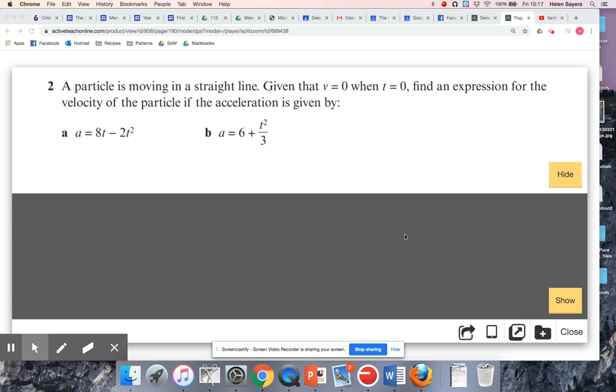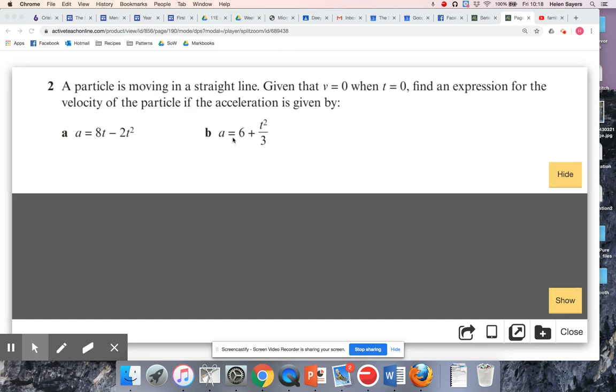Okay, we're doing exercise 11D from the first year mechanics textbook. And we've got a question where we're told a particle is moving in a straight line. We're given the initial velocity, so the velocity is 0 when t is 0. And we're asked for an expression for the velocity when we're given the acceleration.